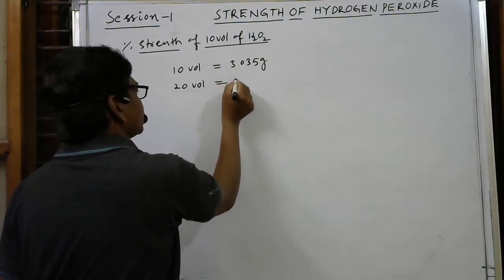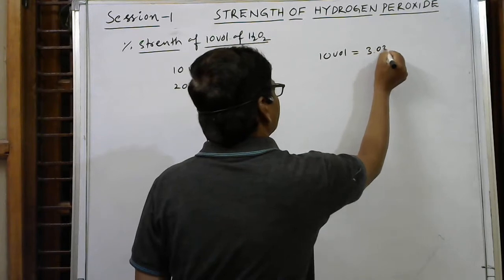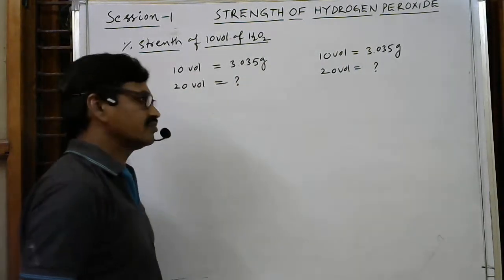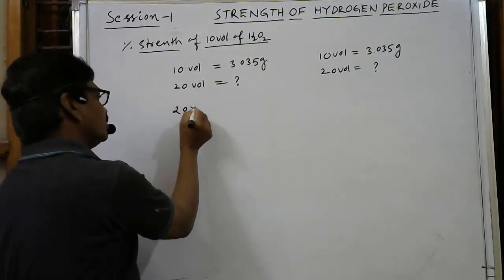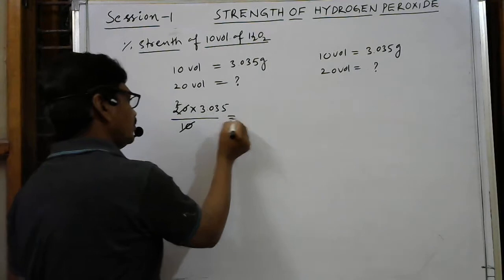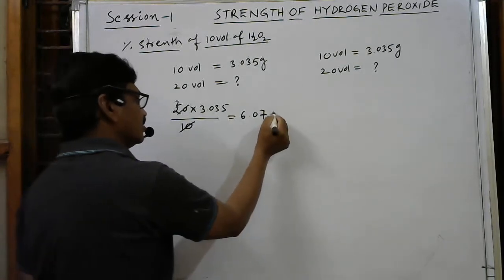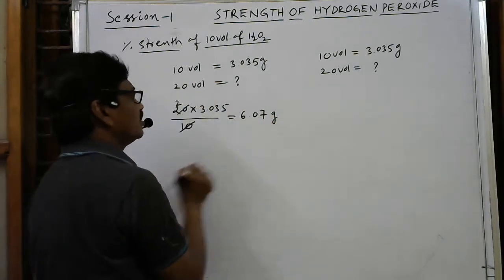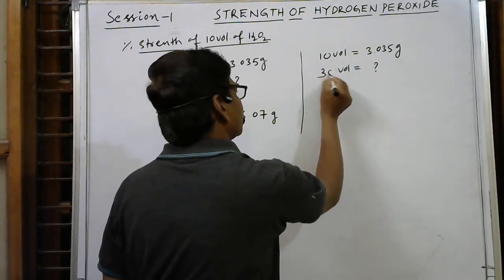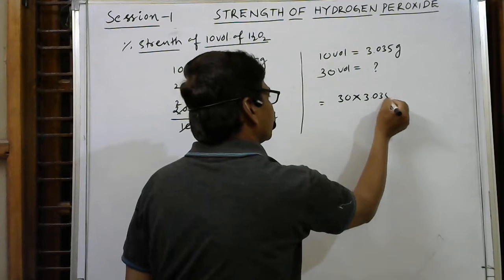For 20 volumes, what is the percentage strength? Similarly, for 10 volumes it is 3.035 grams. If it is 20 volumes, it is 20 into 3.035 by 10, which is 6.07 grams. That is for 20 volumes. For 30 volumes, it is 30 into 3.035 by 10.